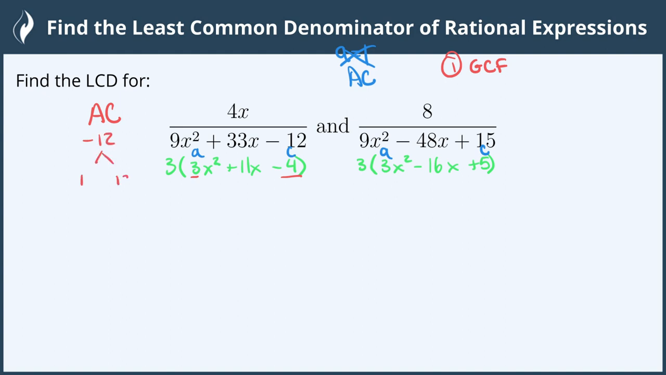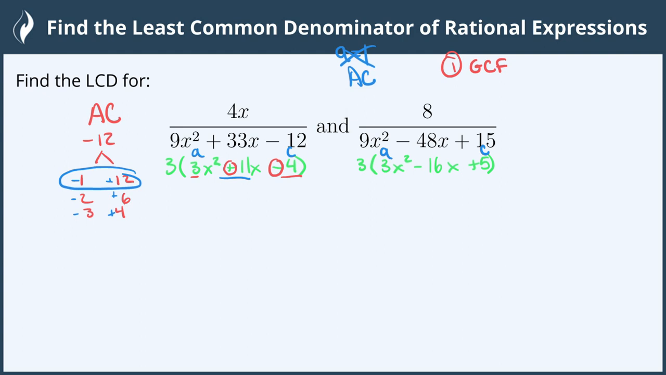12, 1 and 12, 2 and 6, 3 and 4, and our sign is negative here, which means our two factors, the combination will be different signs, and the positive here says that the larger of the two will be positive. So we're going to put a positive on the larger side and a negative on the smaller side and find a combination to give us positive 11. And it looks like positive 12 and negative 1 give us positive 11.